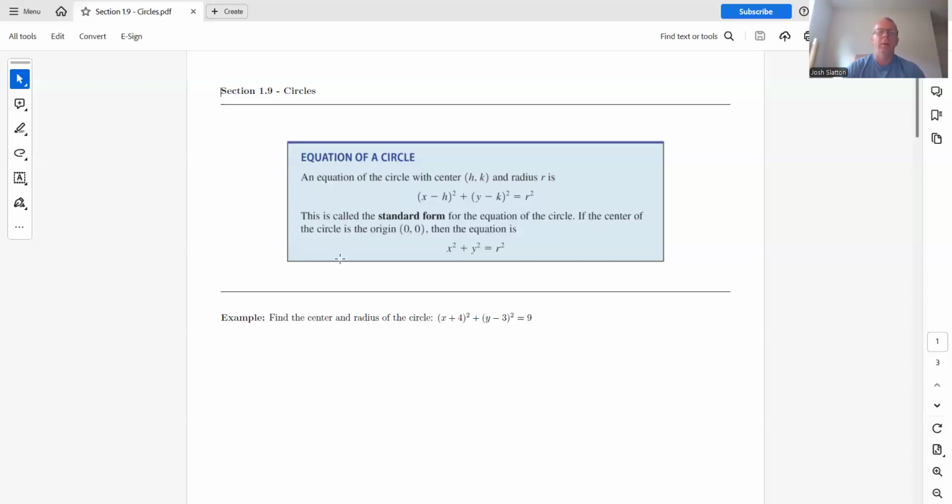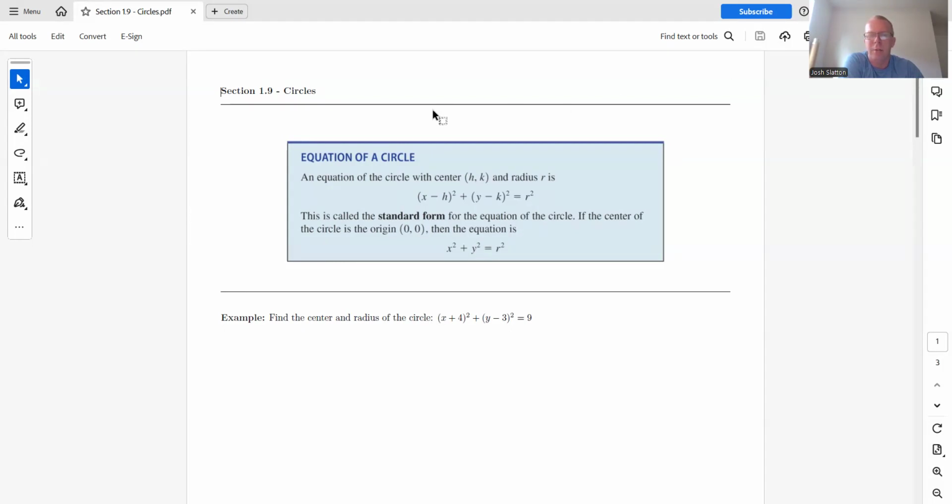All right, so we're jumping all the way back to chapter 1. After spending some time in conic sections in chapter 11, going all the way back to the beginning where we talk about circles. A circle technically is a conic section, so we could have put it with that, or the author of the textbook could have put it in there. But here, we'll go back to chapter 1 and look at this.